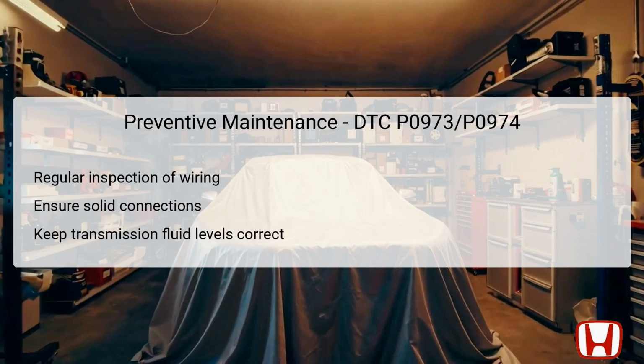Complementing these checks, maintaining appropriate transmission fluid levels and quality is crucial to the transmission's overall functionality. Regular fluid changes and quality checks can help protect the solenoid valves from malfunction due to inadequate lubrication. By performing these preventive steps, vehicle performance can be enhanced, reducing the likelihood of encountering similar DTC codes in the future.